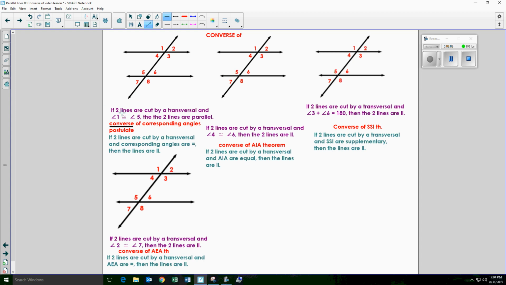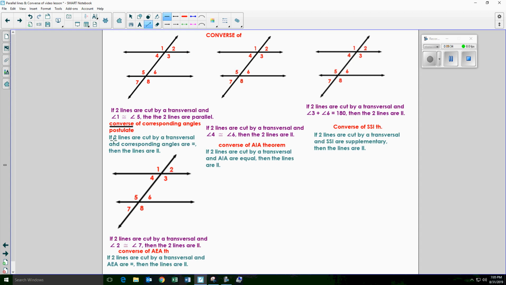So our first example says if two lines are cut by a transversal and angle 1 is congruent to angle 5. Okay, well, you should remember from the last page that angle 1 and angle 5 are corresponding angles. Now, it doesn't just have to be 1 and 5. It could have been 4 and 7, 2 and 6, or 3 and 8. Any of our pairs of corresponding angles. If we can show one pair of those corresponding angles is congruent, then the two lines are parallel.